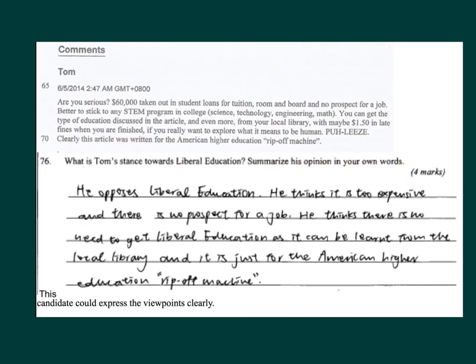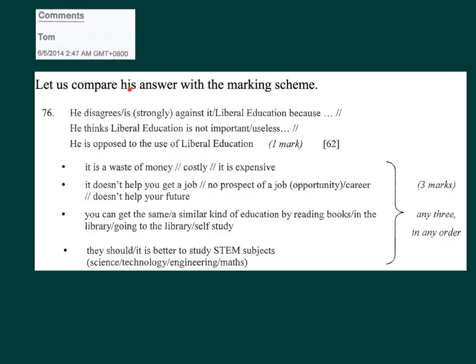Sample answer: He opposes liberal education. He thinks it is too expensive and there is no prospect for a job. He thinks there is no need to get a liberal education, and it can be learned from the local library, and it is just for the American higher education reform machine. This candidate could express the viewpoints clearly. Let's compare his answer with the marking scheme.